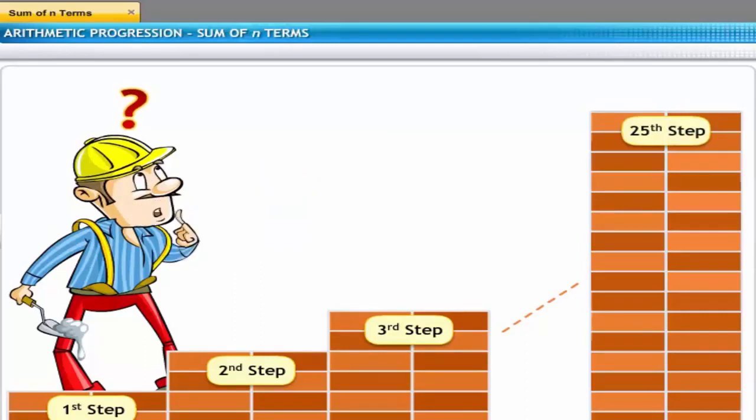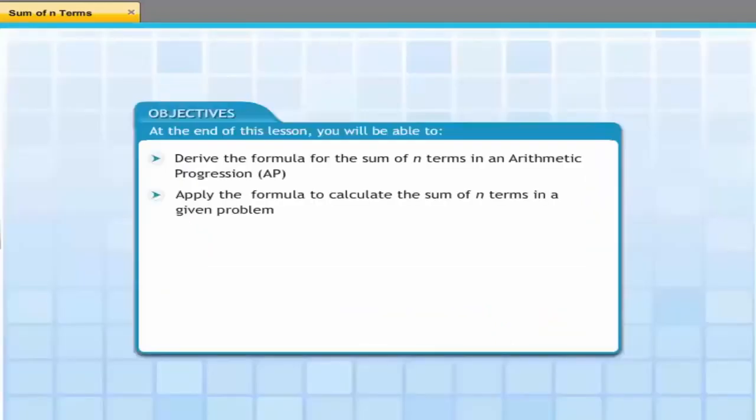In this lesson, you will learn how to calculate the sum of n terms in an AP. At the end of the lesson, you will be able to derive the formula for the sum of n terms in an arithmetic progression, also called AP. Apply the formula to calculate the sum of n terms in a given problem.